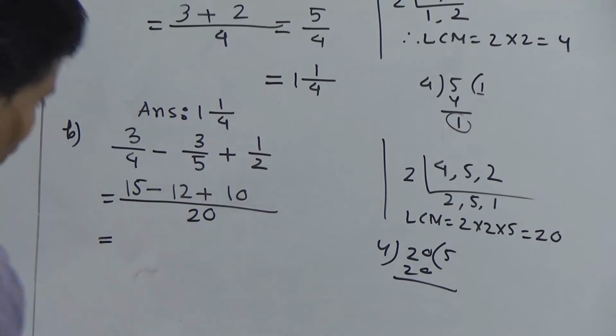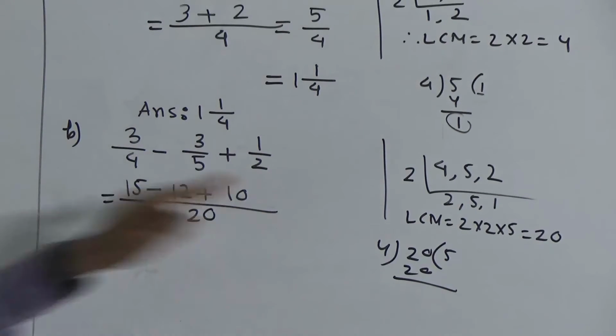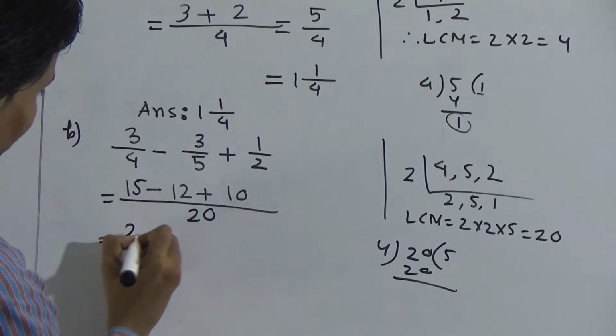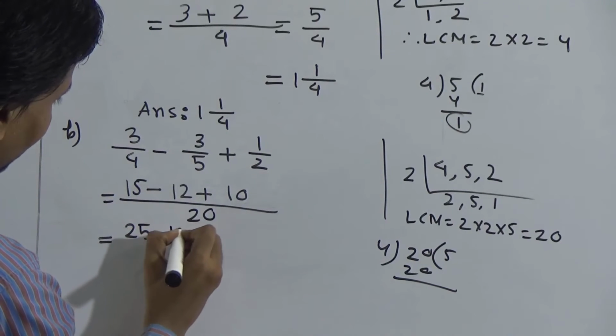Now you know the BODMAS rules. 15 plus 10 equals what? 25 minus 12.